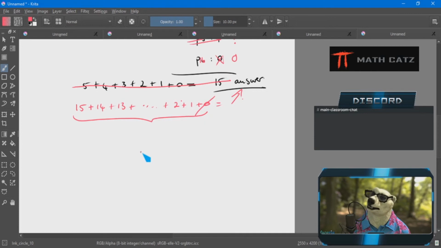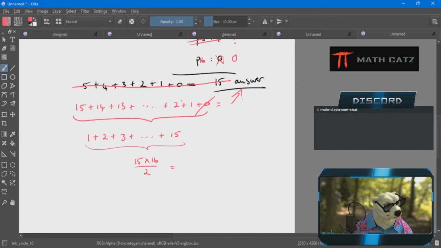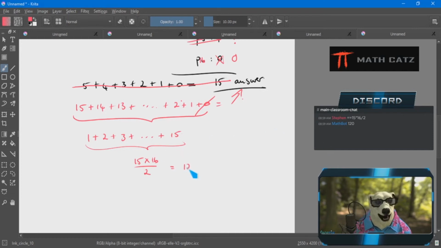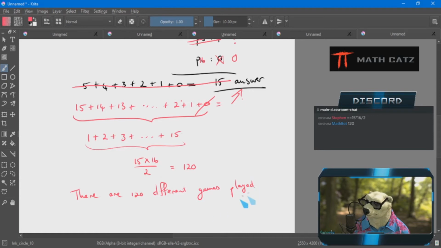So now this, I can rewrite. Well, the 0 doesn't matter. It doesn't contribute anything. And then I can swap them around. 1 plus 2 plus 3 all the way to 15. And that fits the formula perfectly. I have a formula for this. It's 15 times 16 over 2. Wow, look at that. 15 times 16 over 2. And there are 120. So I could say there are 120 different games played. Done.